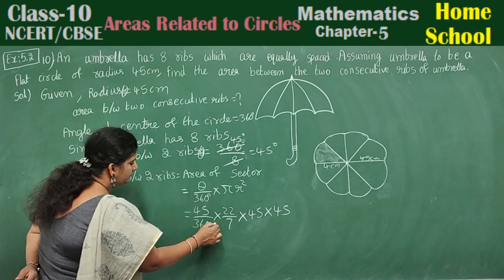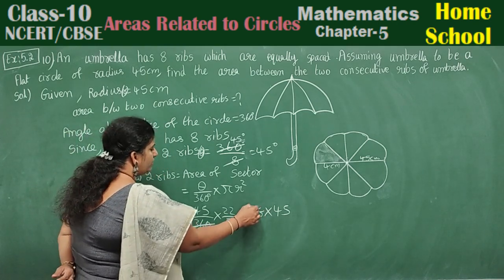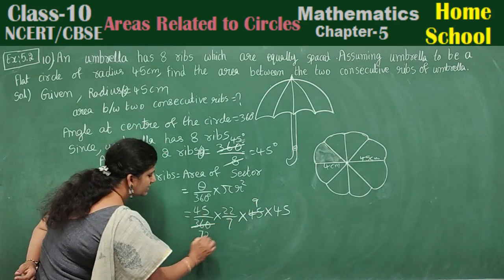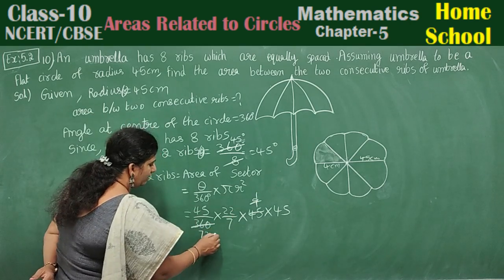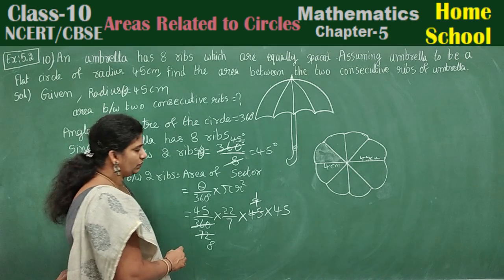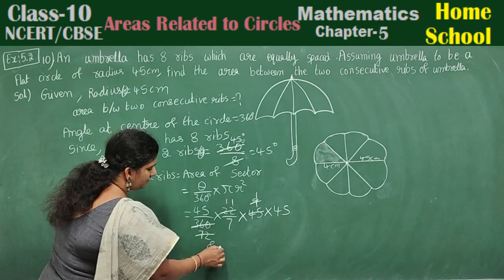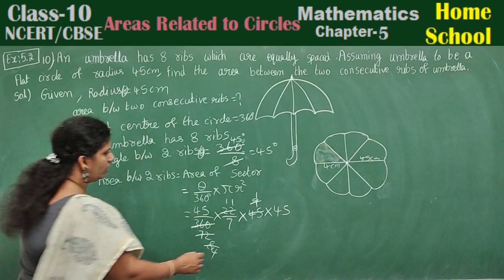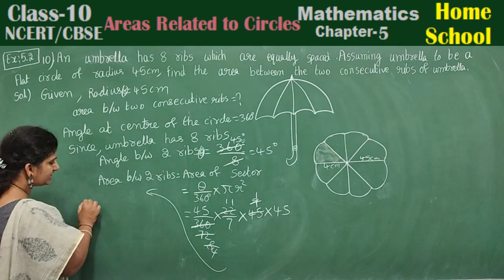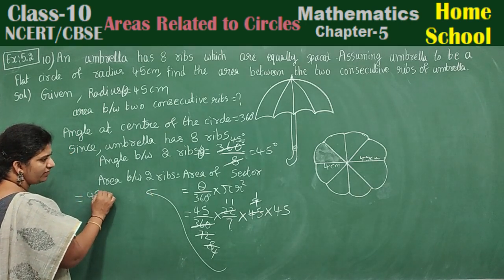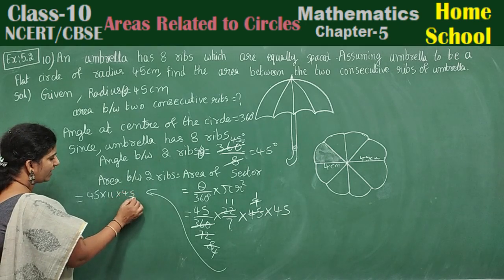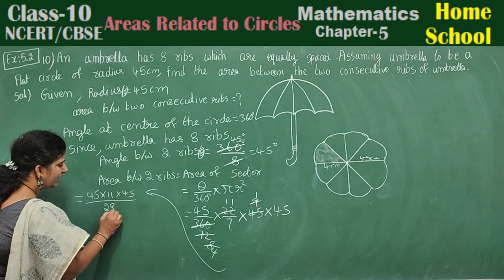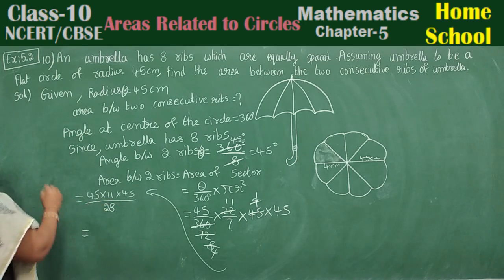Now try to cancel. 5 9s are 45. 5 7s are 35. 5 2s are 10. 9 1s are 9, 9 8s are 72. 2 11s, 2 4s are 8. Still, can you cancel anything? No. Okay, let me do this one here. It is equal to 45 into 11 into 45 by, here you are left with 4. 7 4s are 28. Let us multiply all this.